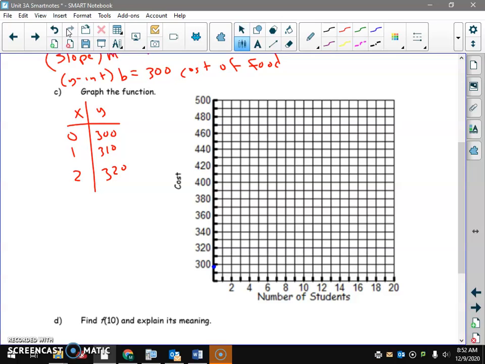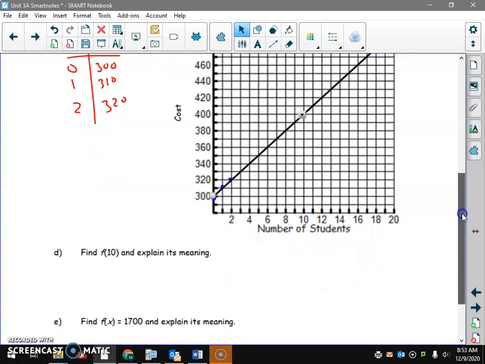Right here, this blue dot. 1, 310. 2, 320. I got my pattern right there. Draw my line with a nice straight edge. I've got my cheat tool. Going to go all the way off the paper like we like to do with our graphs. Beautiful. Oh, got a little bit off a line here. Let's pick it back up. There we go. All right, we graphed it. We got our equation. We got our table of values.